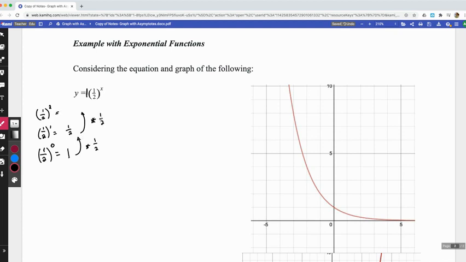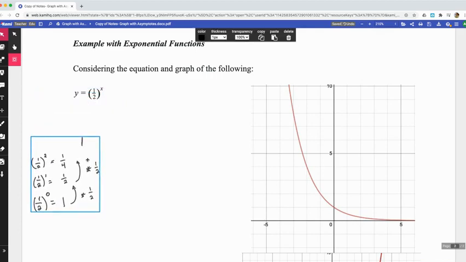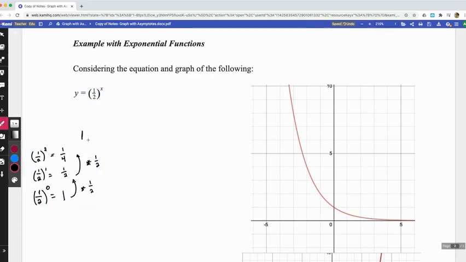1/2 times 1/2 is 1/4. All right. I'm going to go ahead and move this down because we could use a little more room. And then we're going to keep going. I'm going to get rid of this guy. Oops. All right.